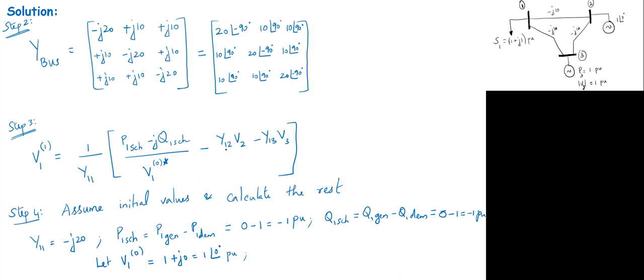Now, how about Y12? Y12 is specified in YBUS and it is known to us. It is plus J10, so there is no problem with that. How about V2? V2 is given, it is the complex voltage associated with the slack bus, and that is going to be 1 plus J0 in per unit. Y13 is also found to be J10.